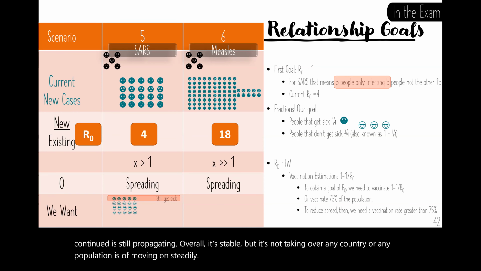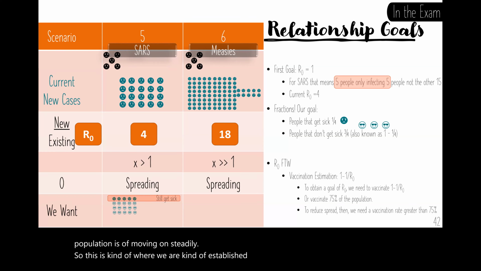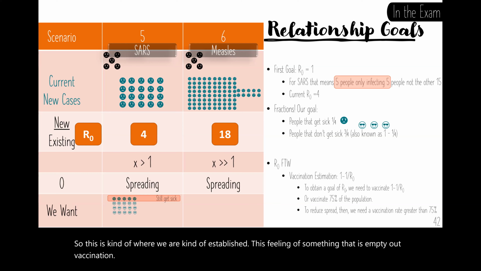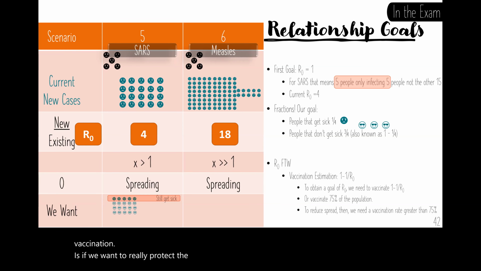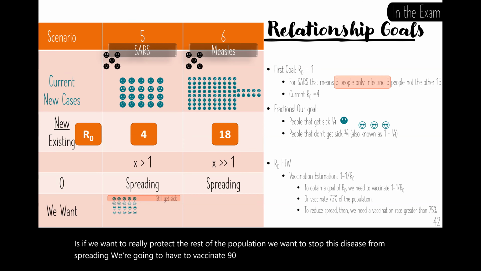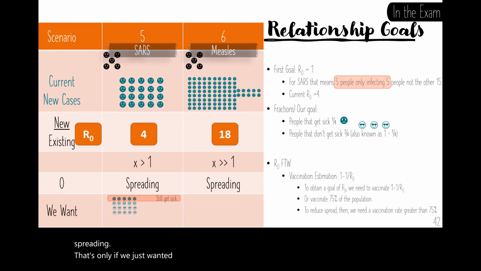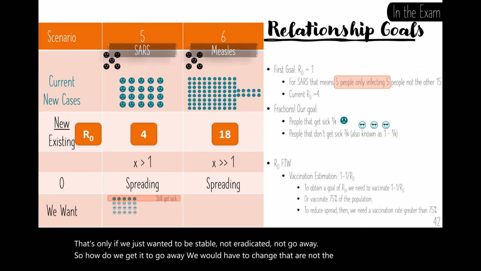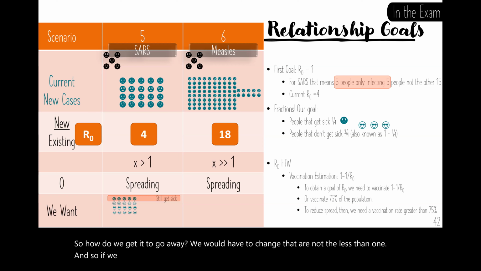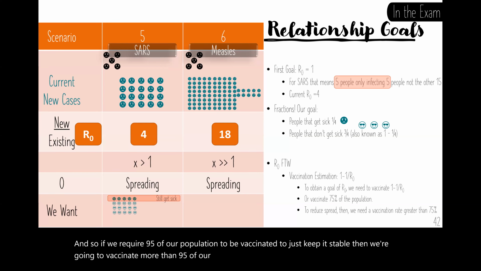So this is where we establish this feeling of somebody that is anti-vaccination: if we want to really protect the rest of the population and stop this disease from spreading, we're going to have to vaccinate 95% of the population to prevent measles from spreading. Now, that's only if we just wanted to be stable, not eradicated, not go away. So how do we get it to go away? We would have to change that R naught to less than 1. And so if we require 95% of our population to be vaccinated to just keep it stable, then we're going to have to vaccinate more than 95% of our population so that the disease goes away.